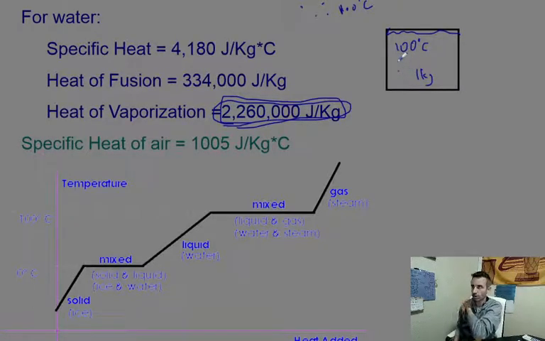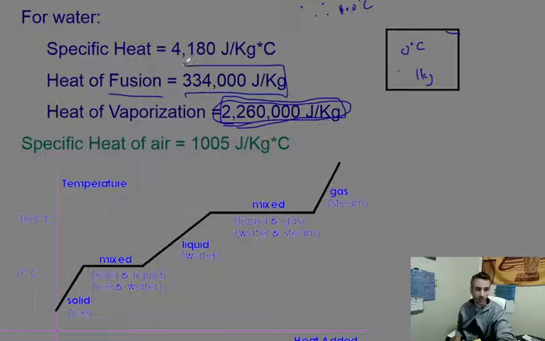which is why if you wanted to boil off a pot of water, it takes a really long time to do. The heat of fusion is this: if we take this kilogram of water and bring it down to 0 degrees Celsius, and I want to make it a block of ice, it would take this much energy to make it a block of ice, or the other way around, to take a block of ice and turn it into liquid water.